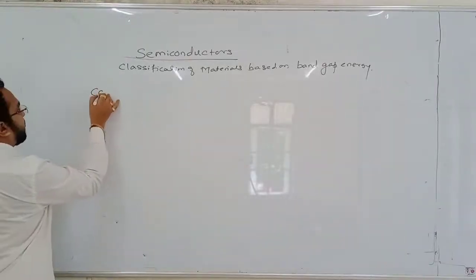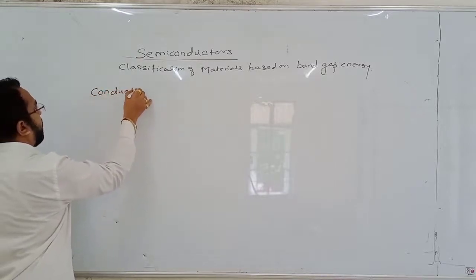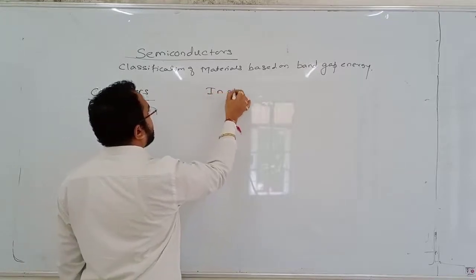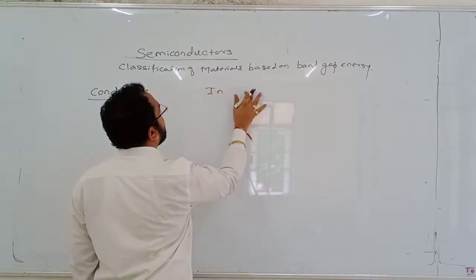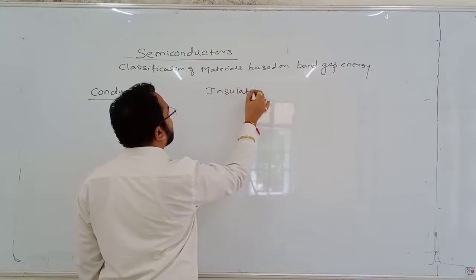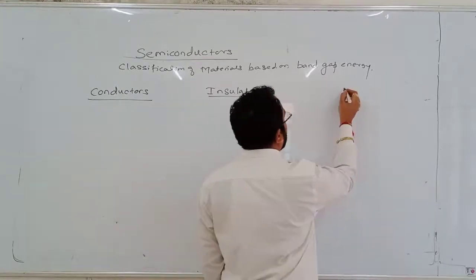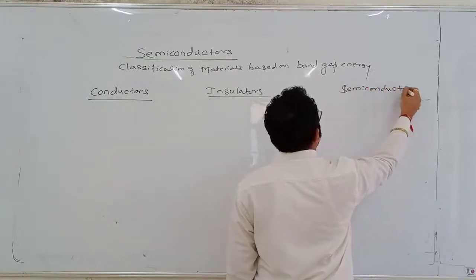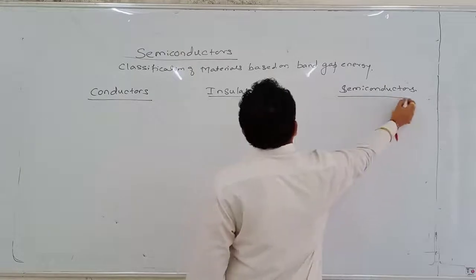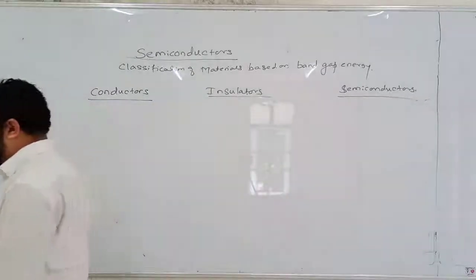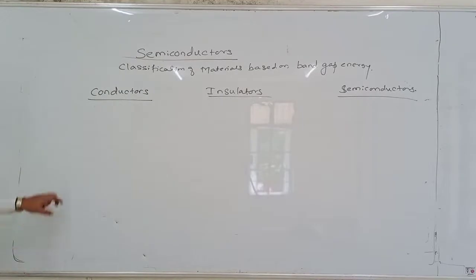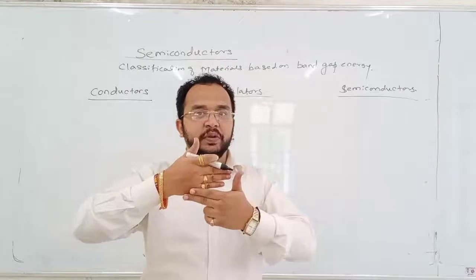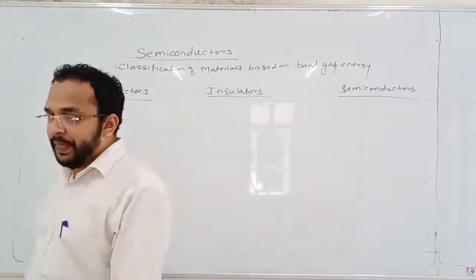Now let's see, first one, conductors, then insulators, and the last one, semiconductors. Okay, conductors, insulators and semiconductors. Now here the two bands, valence band and conduction band, are overlapping each other.